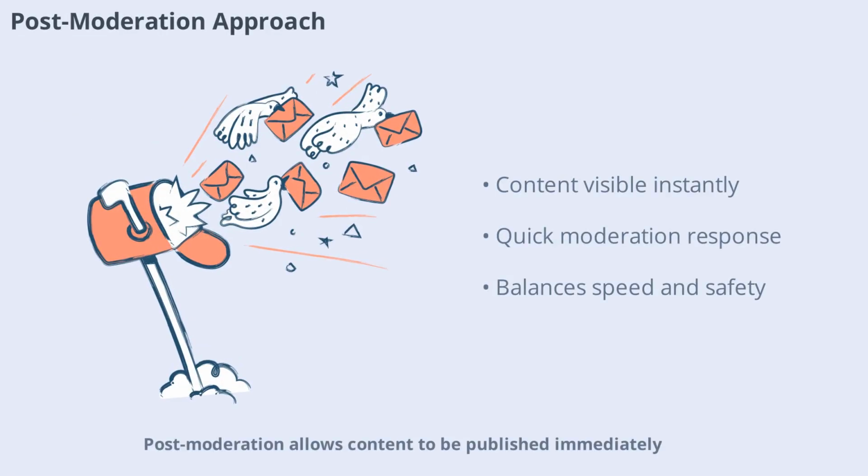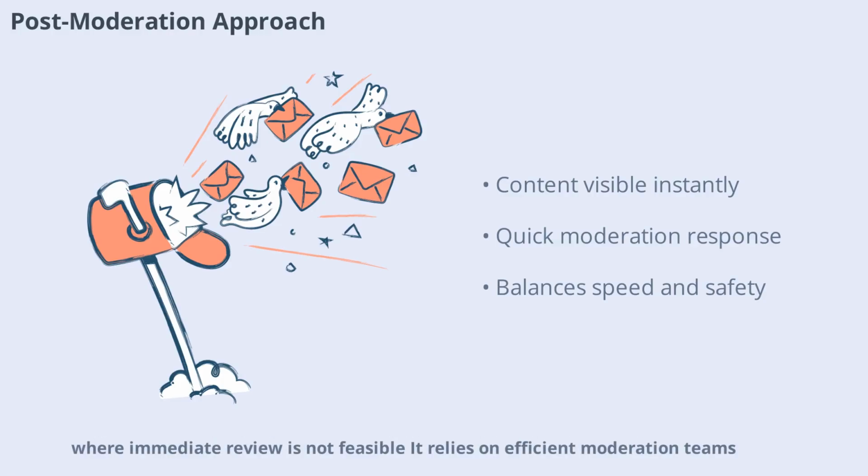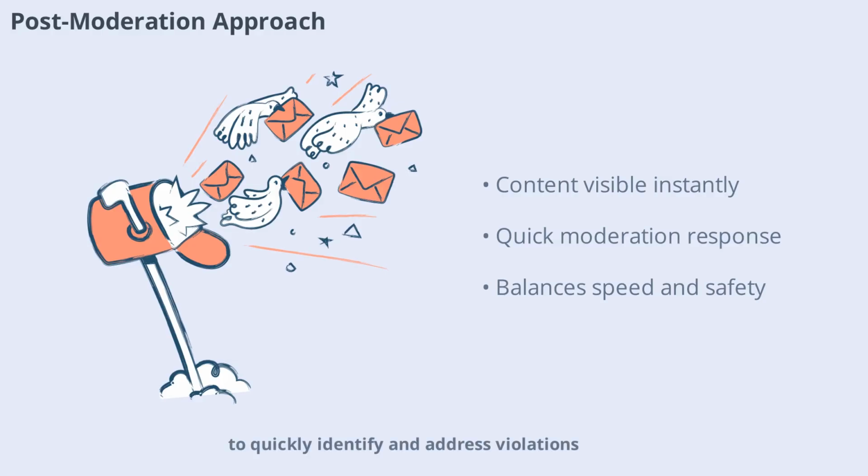Post-moderation allows content to be published immediately, with moderators reviewing it afterward. This approach enables faster communication and user engagement, but carries the risk of harmful content being visible, even if only temporarily. Post-moderation is often used on platforms with high volumes of content, where immediate review is not feasible. It relies on efficient moderation teams to quickly identify and address violations, striking a balance between openness and safety.